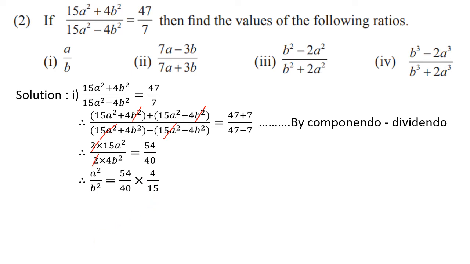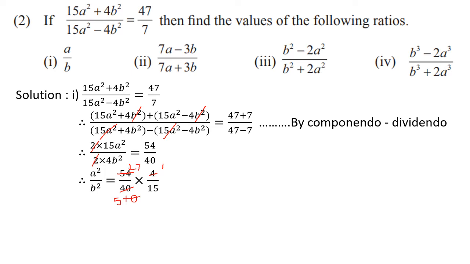Now here after this you can go for cancellations. Okay, like here you can cancel, 4 ones are 4, and here you can write 4 tens are 40. Okay, then here again this 54, here you can write 27 and here you can write 5.